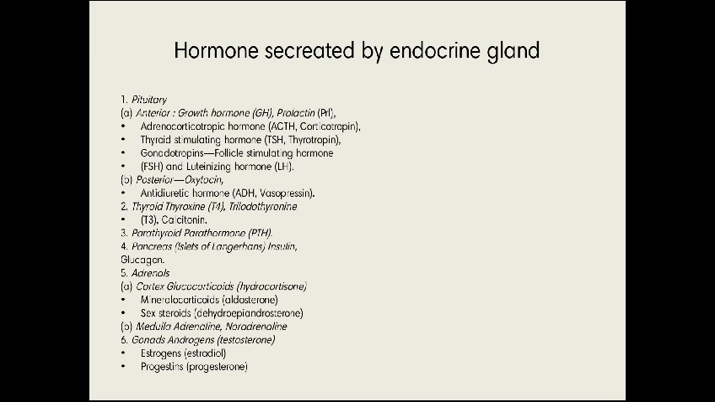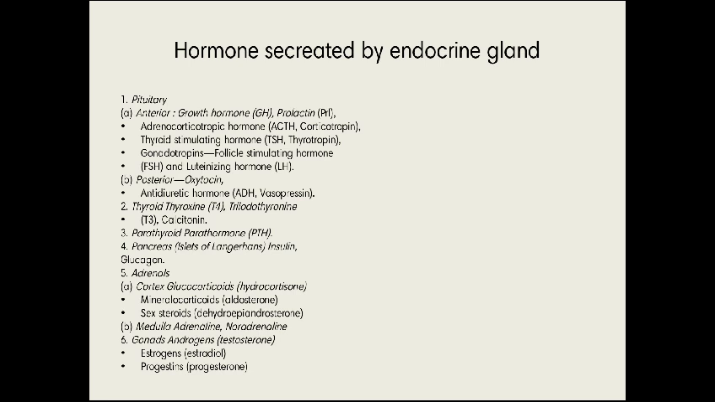After anterior, the second one is posterior. The posterior pituitary gland secretes oxytocin, antidiuretic hormone, and vasopressin. Next one is thyroid. The thyroid gland secretes thyroxine, also known as T4, and triiodothyronine, which is also known as T3 hormone. It also secretes calcitonin. Next one is parathyroid gland. It secretes parathormone or parathyroid hormone.